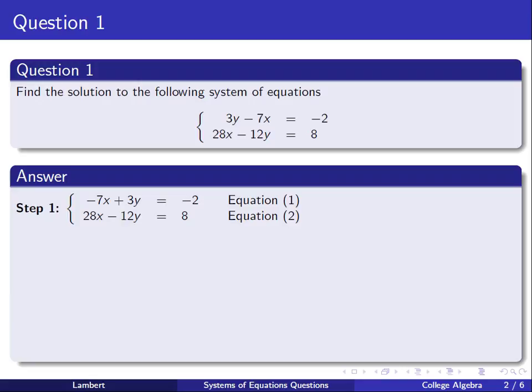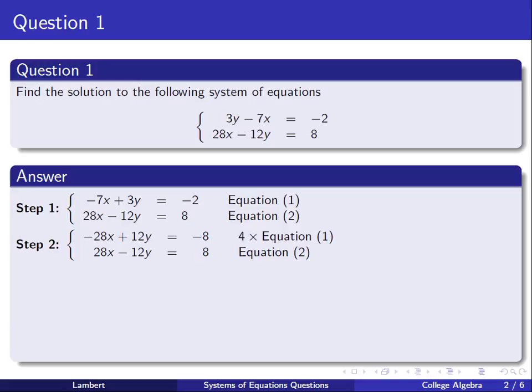Well, we're going to take multiples of equations to try and have things cancel out. If you notice, if we multiply that top equation by 4, all of a sudden we would get negative 28x, and that would cancel off with the 28x. So we get negative 28x plus 12y equals negative 8 when we multiply that top equation by 4, and then 28x minus 12y equals 8.